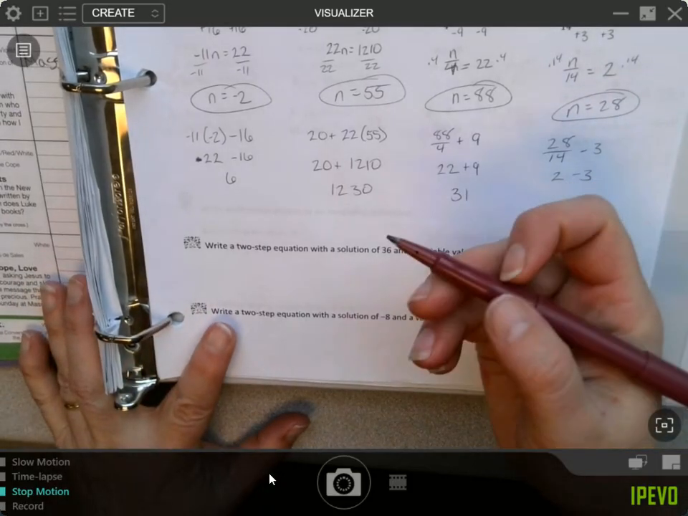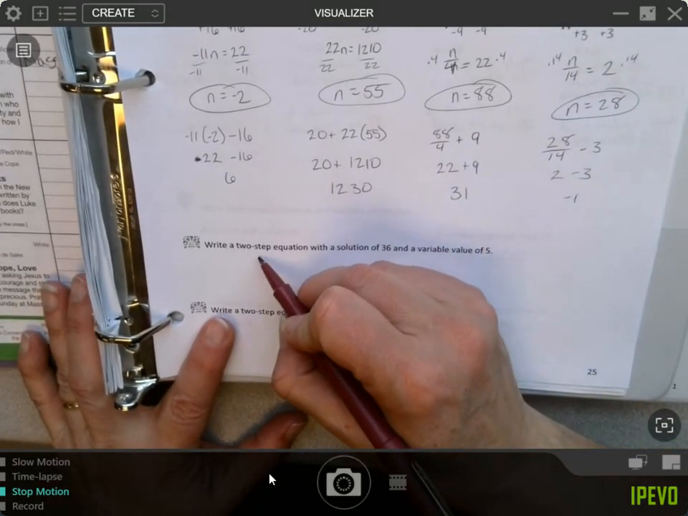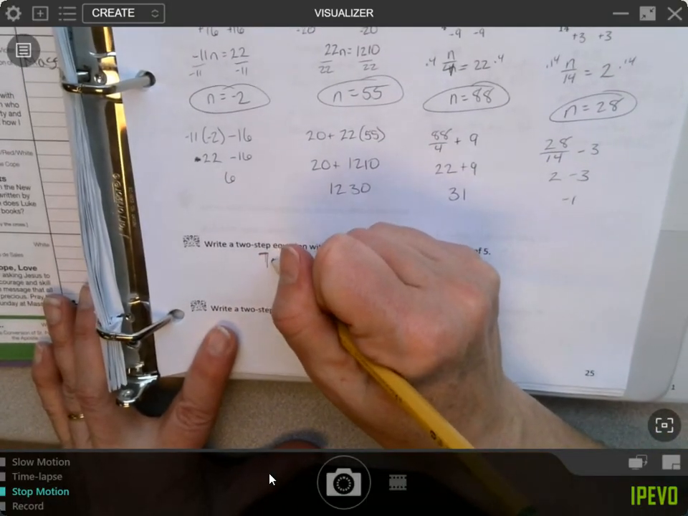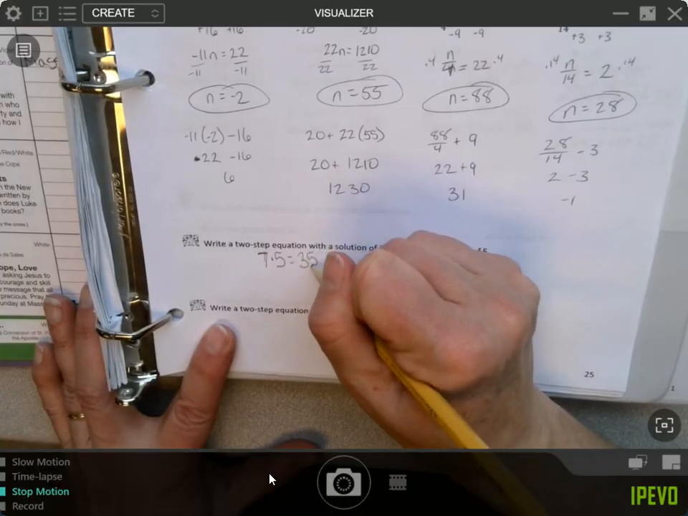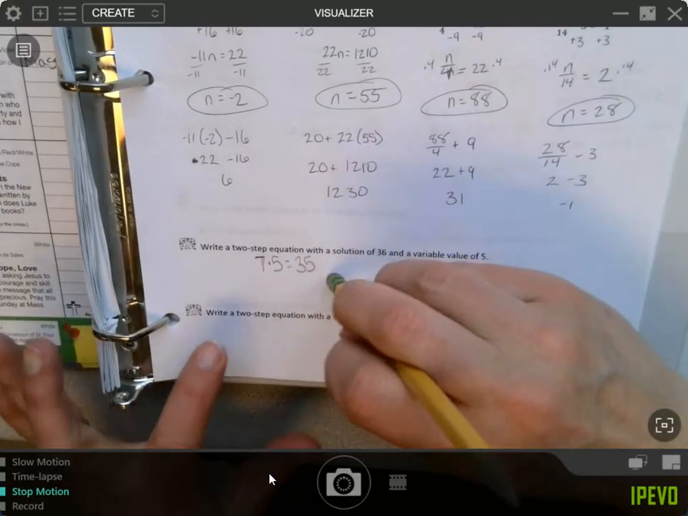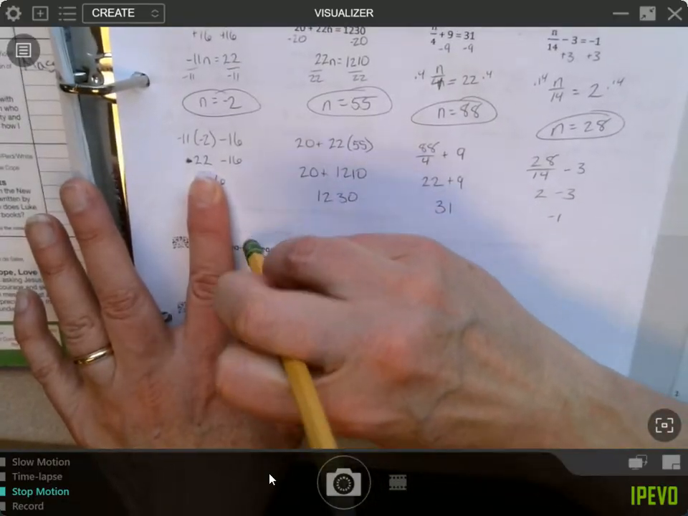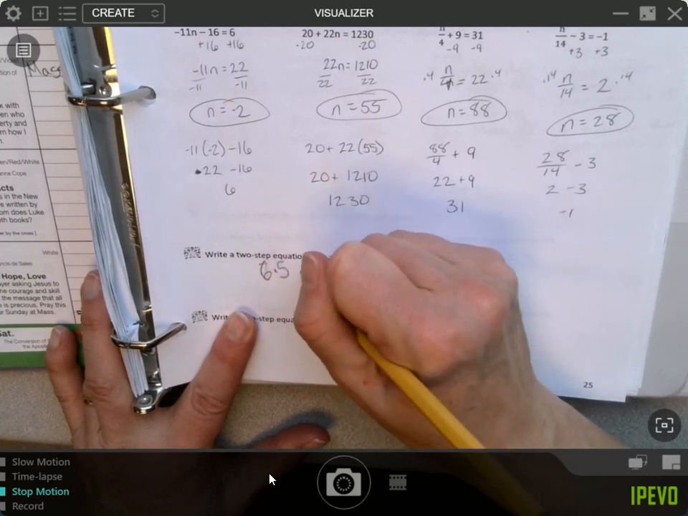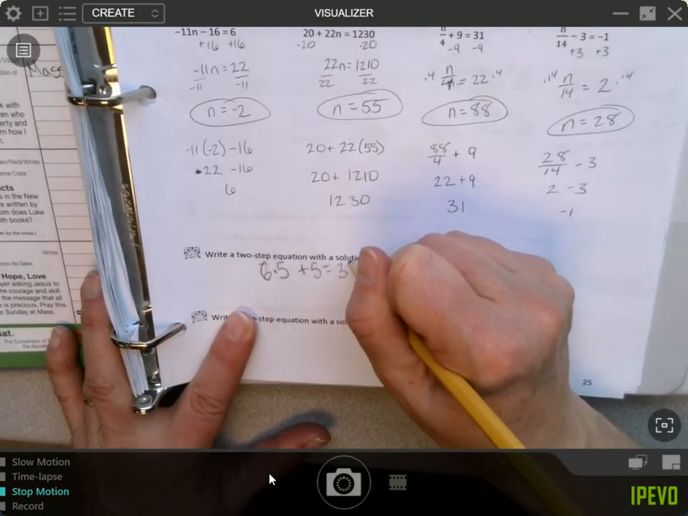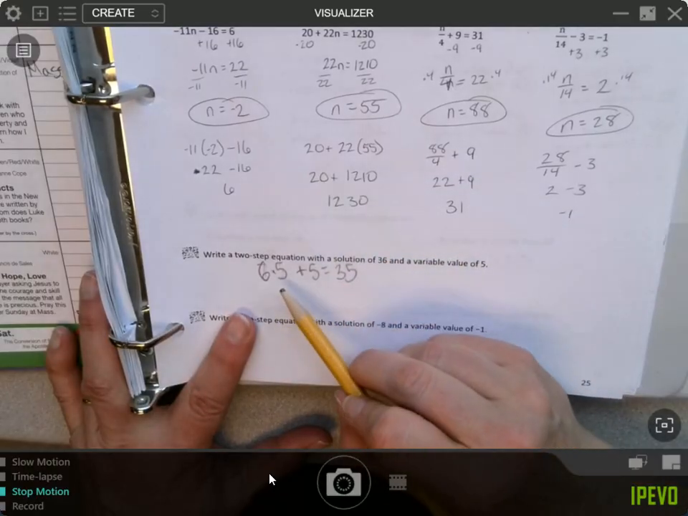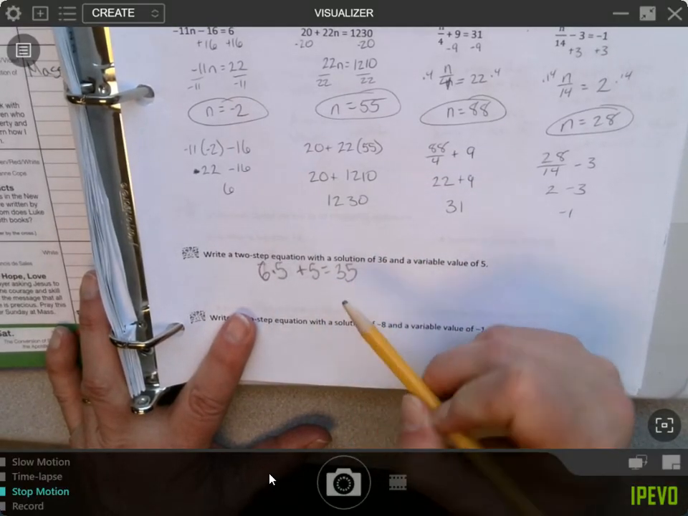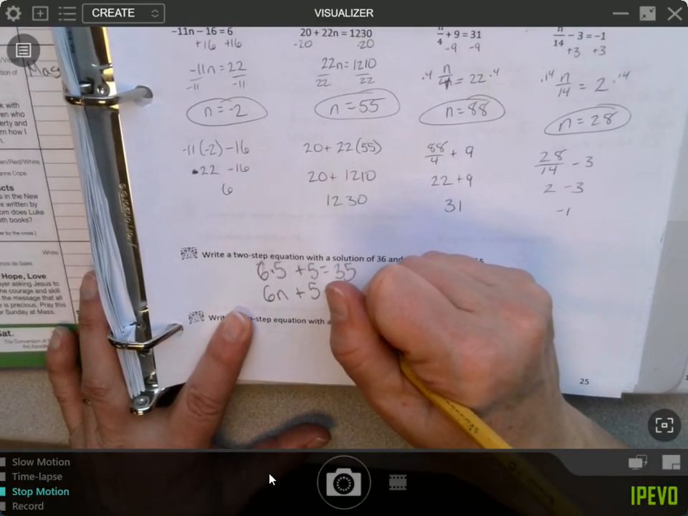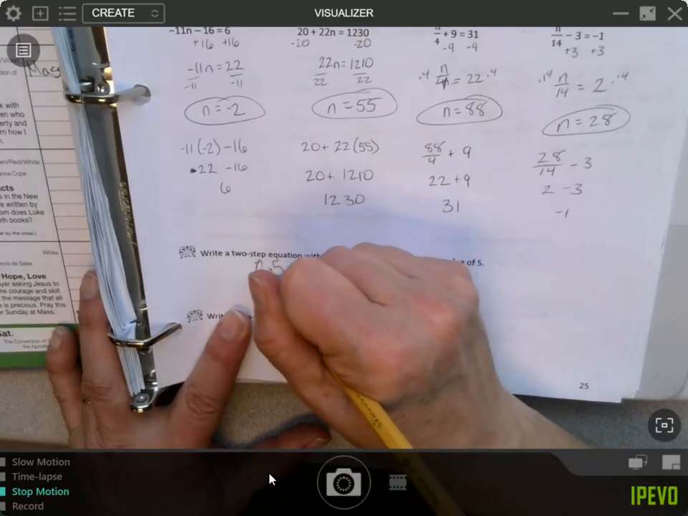All right, so one way of doing this would be saying something like 7 times 5 equals 35. Oh, no. Sorry. I forgot it's a two-step. So we could say 6 times 5 plus 5 equals 35. So I know 6 times 5 is 30. 30 plus 5 is 35. Then I go back and I fill in that variable for that 5.